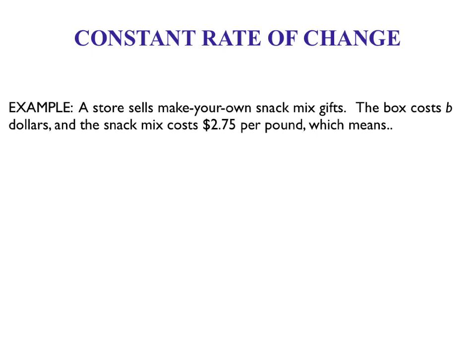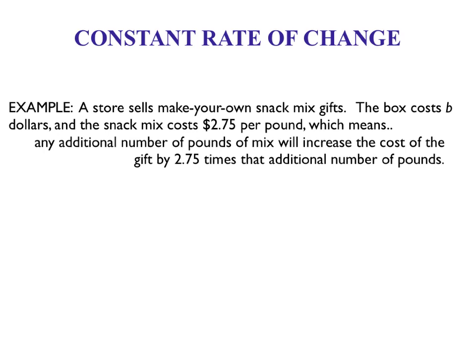Kylie, you want to try it? What does that mean? So for every change in pounds, the change in cost in dollars is 2.75 times the change per pound. Well said. Any additional number of pounds of mix will increase the cost by 2.75 times that amount, additional number of pounds.